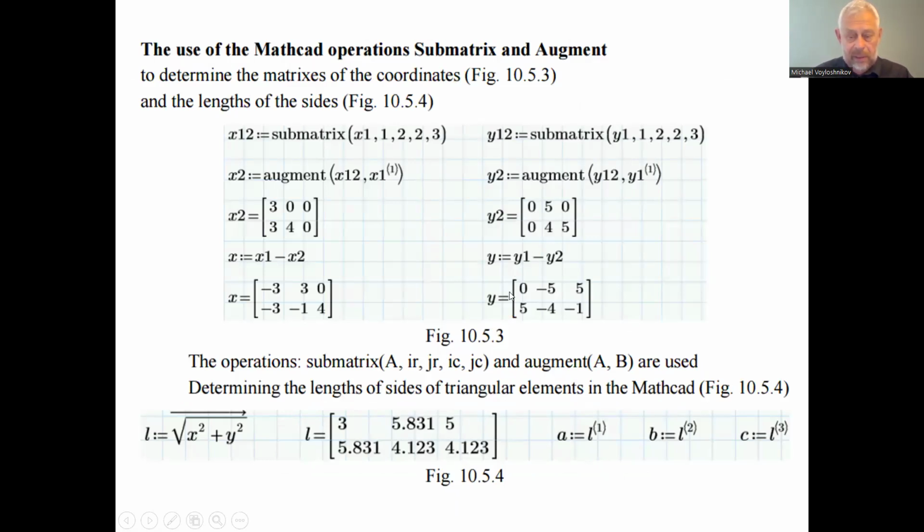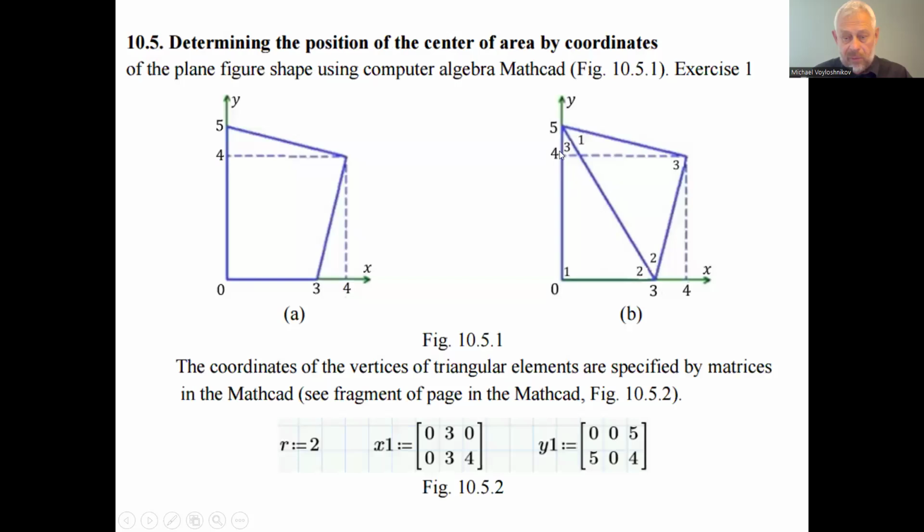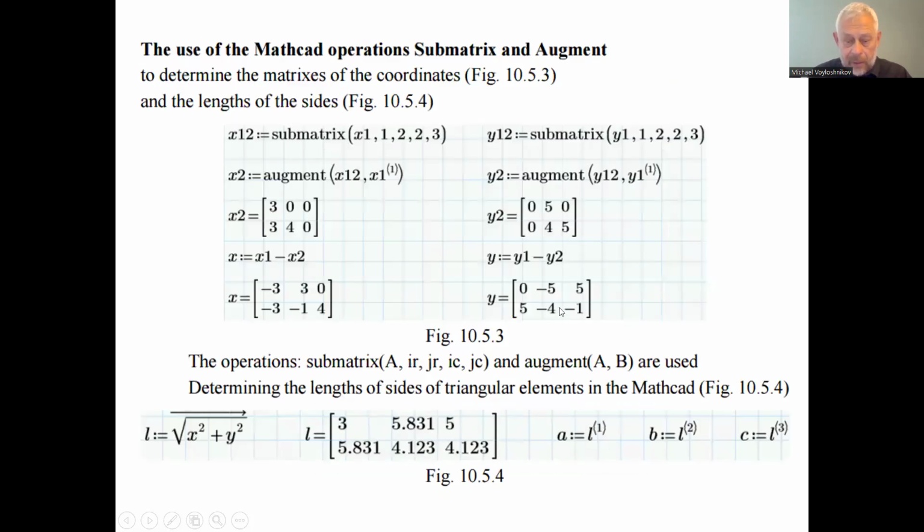Next, we can find the projections of the components on the ordinate axis of the sides of the triangles. The triangles are got from the originally quadrangular figure, divided by a line from one vertex to the next one. There we can find the projections of the sides. And next, we can find the lengths of the sides of the triangles.